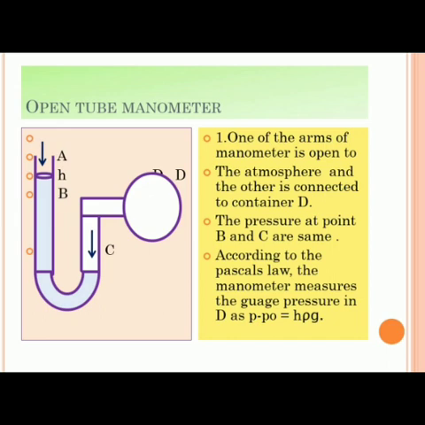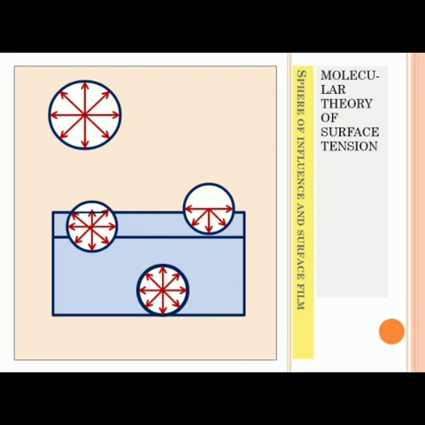So this completes the measurement of the pressure. Let us move on to the different concepts which are related to the molecular theory of the surface tension. So far, students, we have studied the properties of the fluid. There is one more property which is called buoyancy or a floating property. Now this is created by a term which is called surface tension.